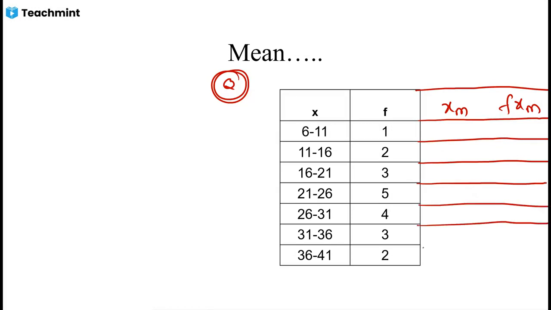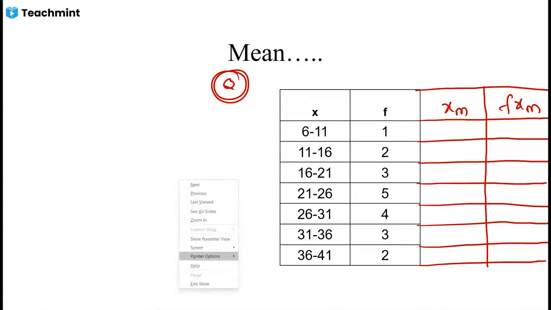Add two more columns, xm and f into xm. Later, I want two more pieces of information after calculating all this. I want n, which is the sum of all the frequencies, and I want the sum of f into xm as well.